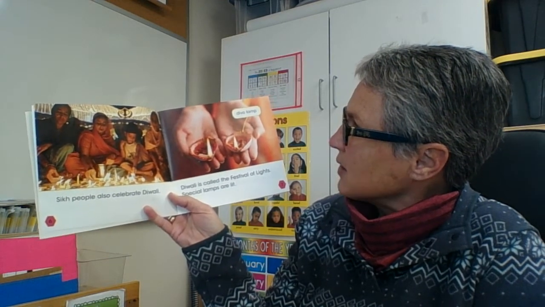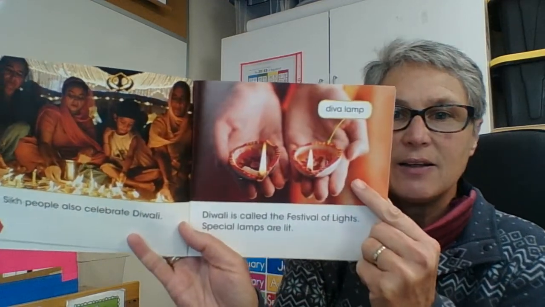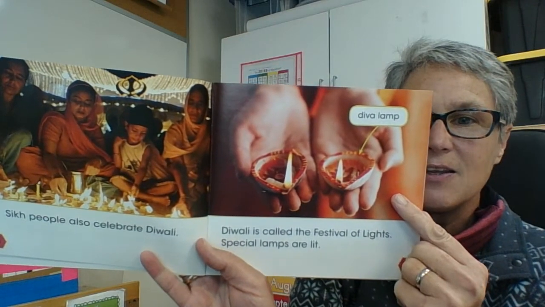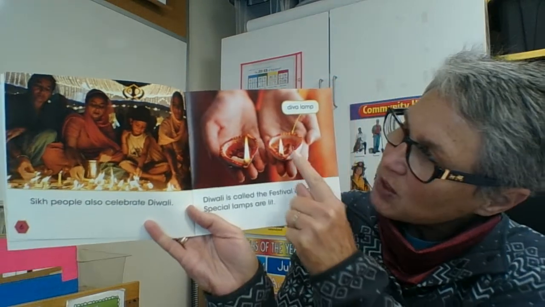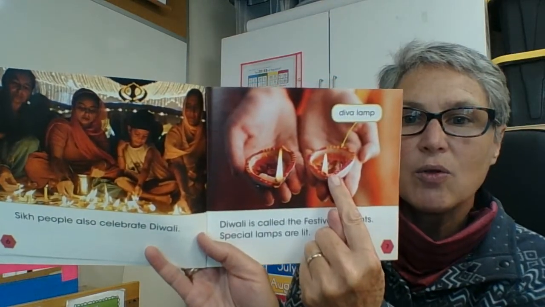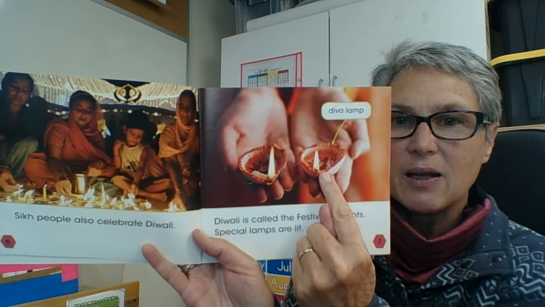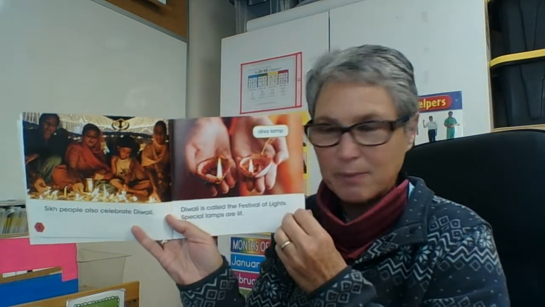Special lamps are lit. These are the daya. So we've got these little clay lamps that they've made and they've filled with oil and a wick so they can light it and share some light.